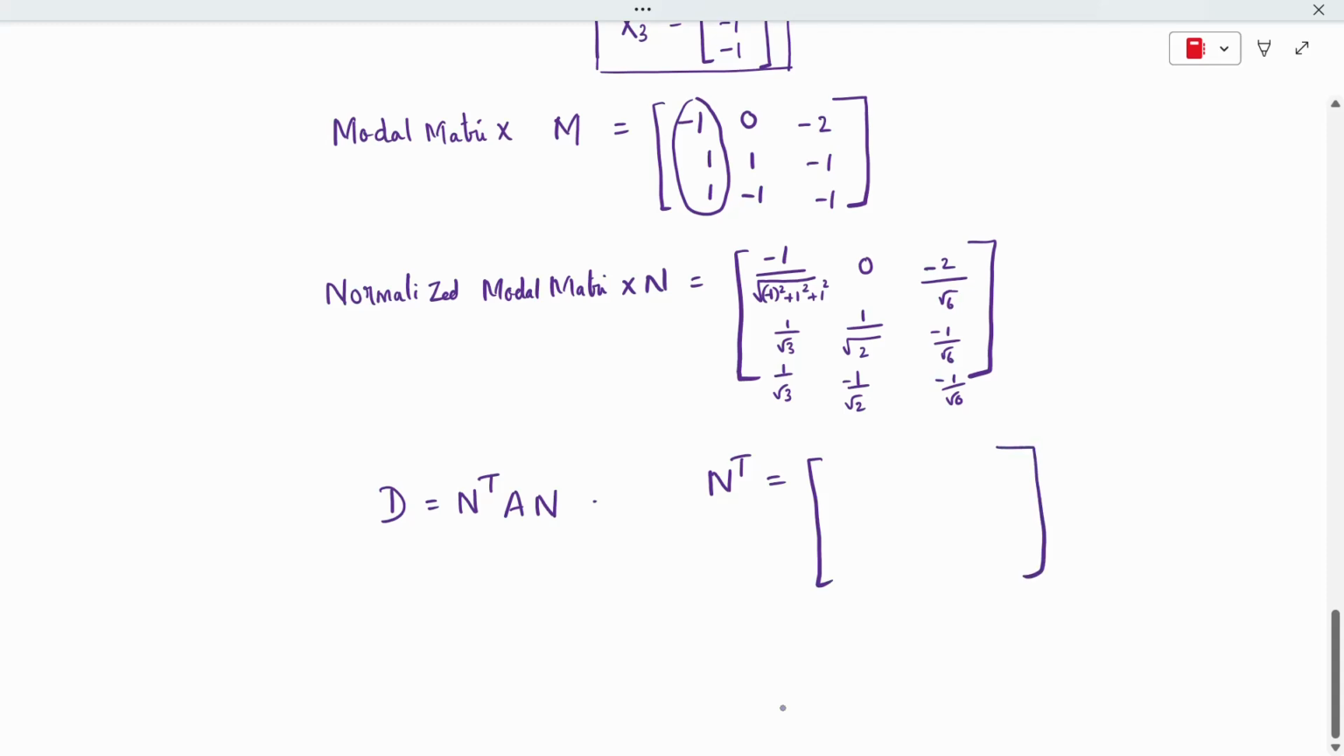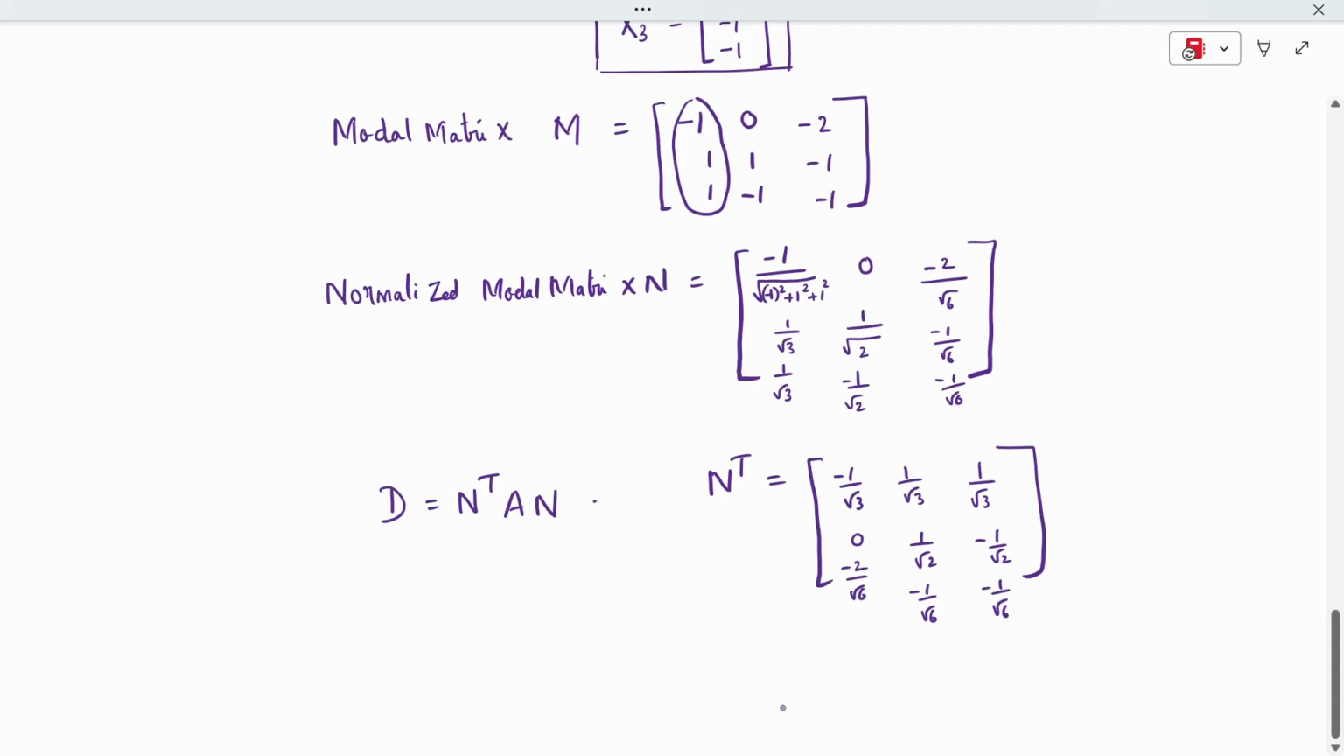So here it is minus 1 by root 3, minus 1 by root 3. The second element is 0, will be coming here, minus 2 by root 6. Okay, I'm interchanging and writing this row fully in a column base. Next row fully in a column base. So 1 by root 3, 1 by root 2. So minus 1 by root 6. Same way 1 by root 3. So minus 1 by root 2, minus 1 by root 6. So completed. So N transpose.